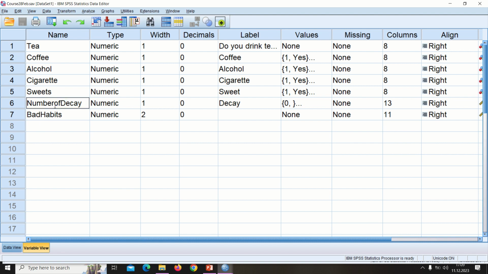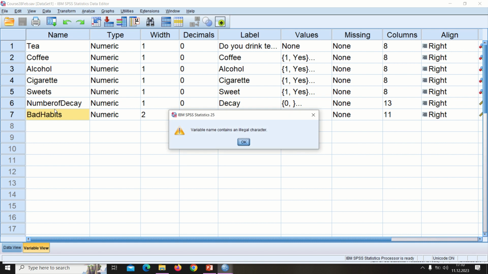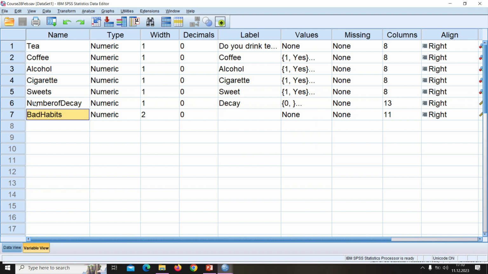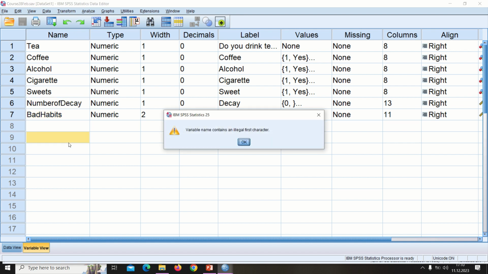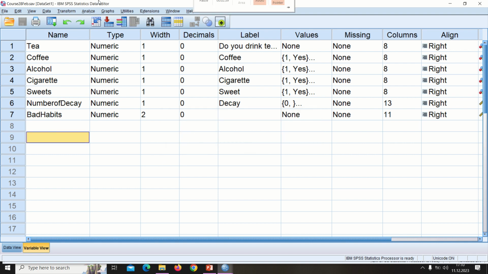I want to repeat that there cannot be any blank spaces here. A blank space is illegal, it's not possible, and names cannot start with a number. I just want to remind you again and again so that you see the difference. Okay, these are the variable names.